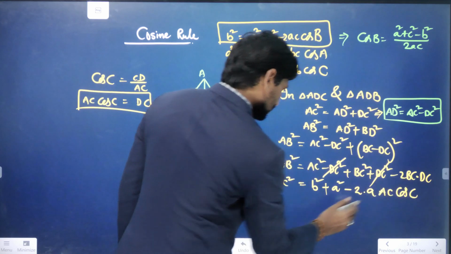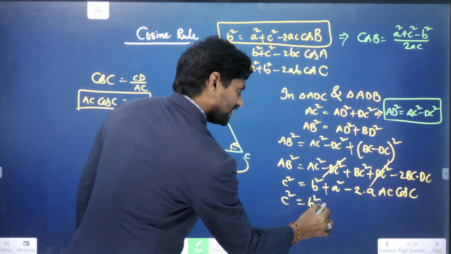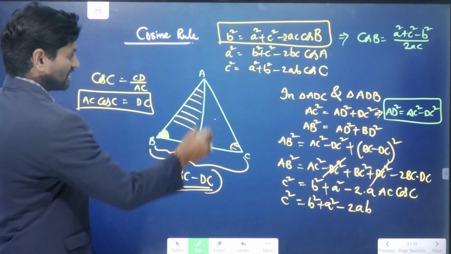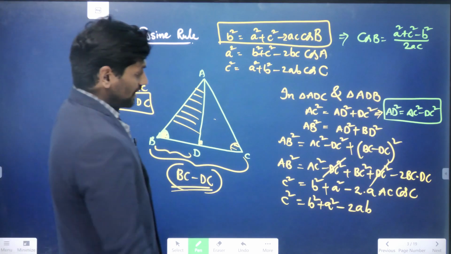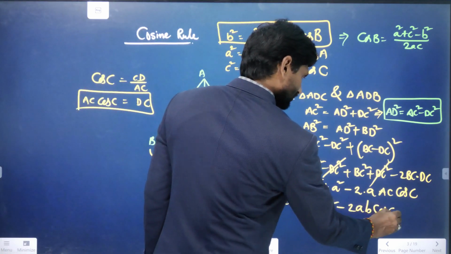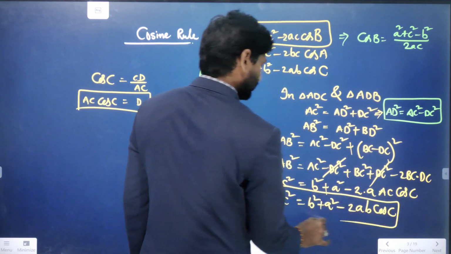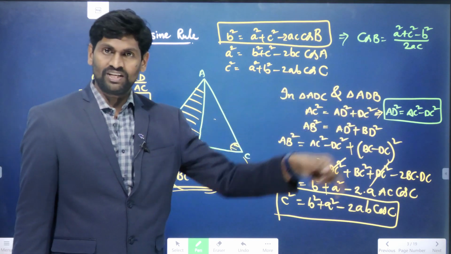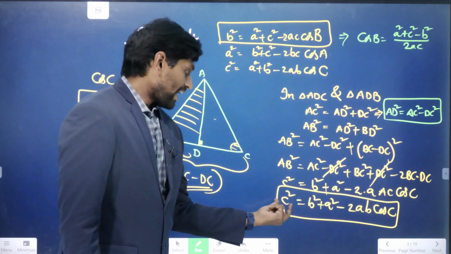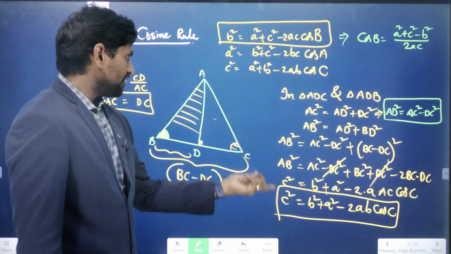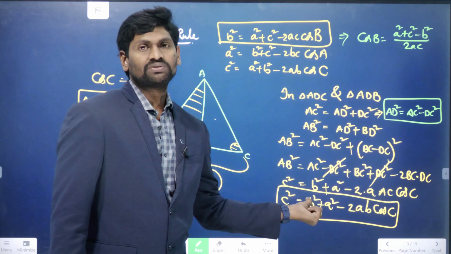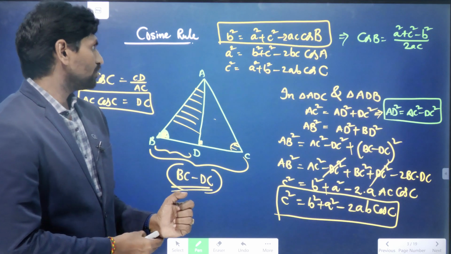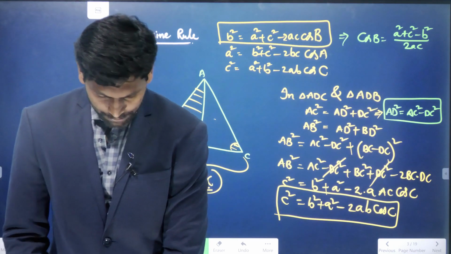So we write c square equals b square plus a square minus 2ab cos C. AC is nothing but the side which is exactly opposite to the vertex B. The length of AC is small b. So this is the cosine rule: c square is equal to a square plus b square minus 2ab cos C, because I have taken the acute angle at C. If I take the acute angle at B, I will get b square equal to a square plus c square minus 2ac cos B. These are the two formulas you should remember. And one more formula, that is the projection rule.